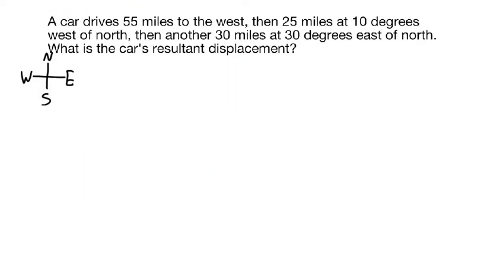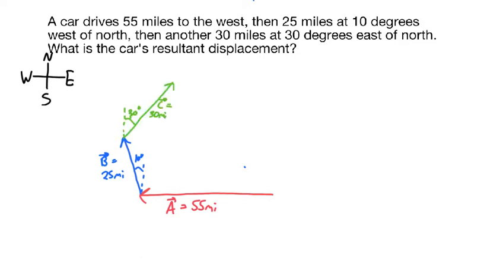In this problem, we have a car that begins by driving 55 miles to the west. I'll call that vector A. Then the next path we'll call vector B. It travels 25 miles at 10 degrees west of north, and then finishes out the trip with another 30 miles at 30 degrees east of north. We're asked then to figure out overall how far and in which direction is the car from its starting point. That's what displacement, resultant displacement, means. So in this diagram we want r and theta.